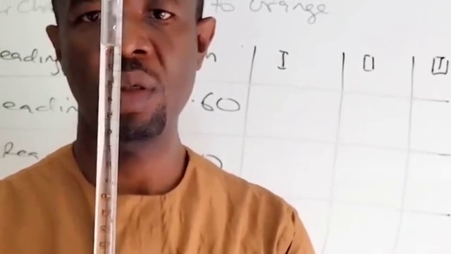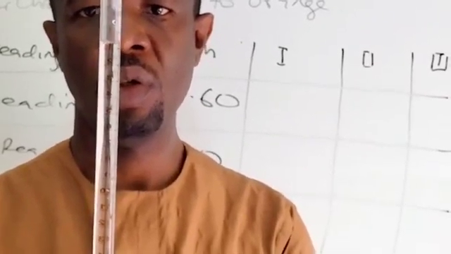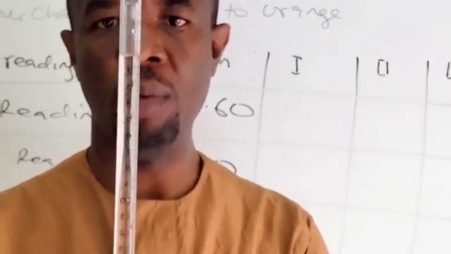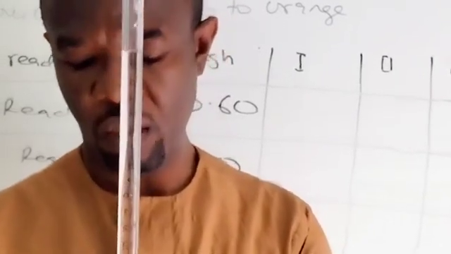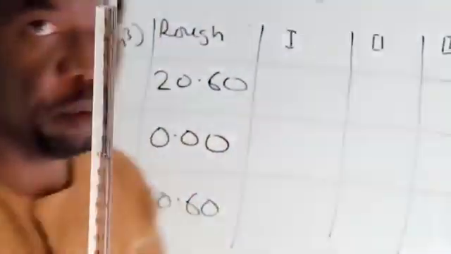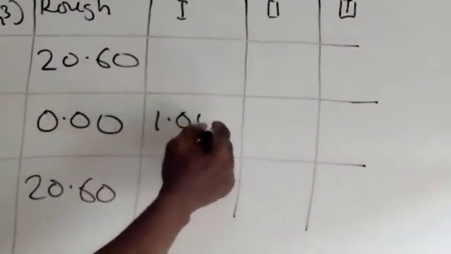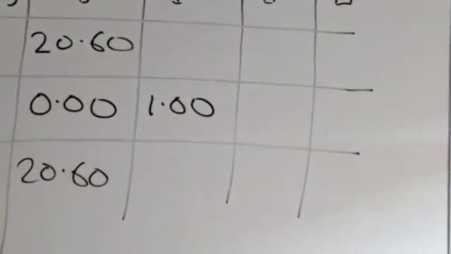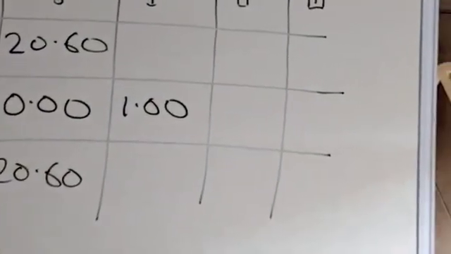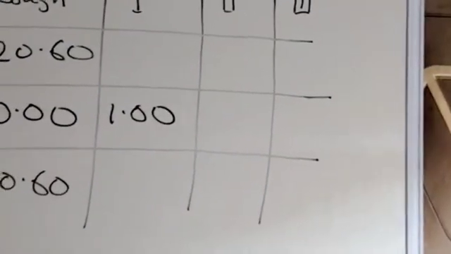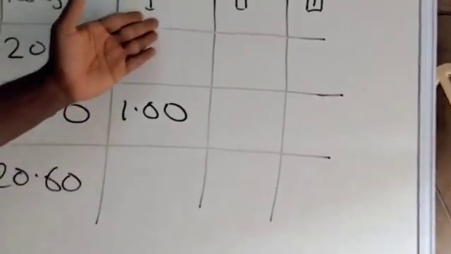So I'm adjusting to start from one whole number. So that is 1 there. So now report on the board. Initial here is 1.00. So the next thing we're going to do is pipette the base into the conical flask and then repeat the titration again.